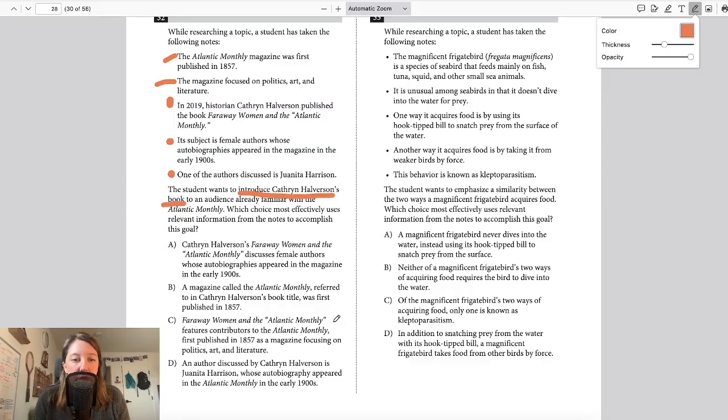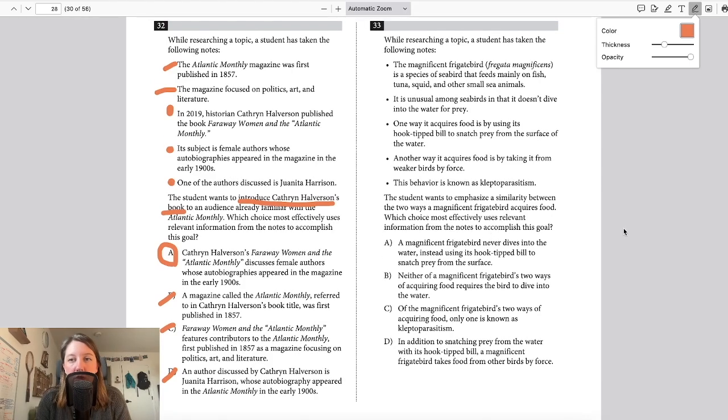Let's take a look at B. A magazine called the Atlantic Monthly was first published. Okay, so get rid of that. That's explaining to us what the Atlantic Monthly is. C says Faraway Women in the Atlantic Monthly features contributors to the Atlantic Monthly, first published in 1857. So this is again telling us about the magazine. We don't need that. Last one. An author discussed by Katherine Halverson is Juanita Harrison, whose autobiography appeared in the Atlantic Monthly in the early 1900s. So this one doesn't influence us into understanding the book anymore. It doesn't introduce anything. It just tells us some facts, right? So we are going to go with A. It actually explains what the book is about and then just refers to the magazine as if we already know what it is.